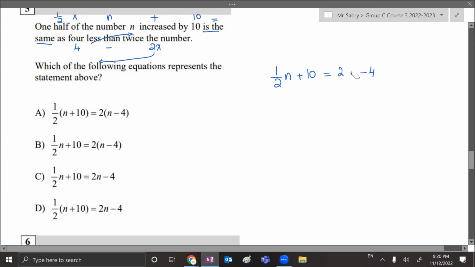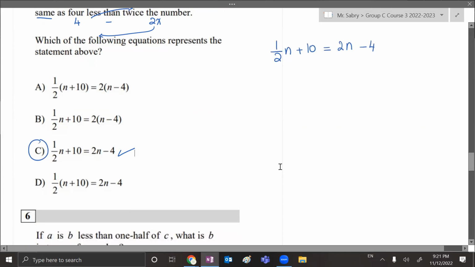And I used a different letter here. I should have still used an n. Now let's look at the choices. The choices should be clearly given to you this way, and that's it. So you don't even need to solve and find the value of n here. You just need to express the correct equation.